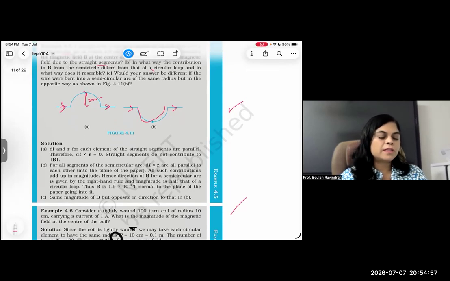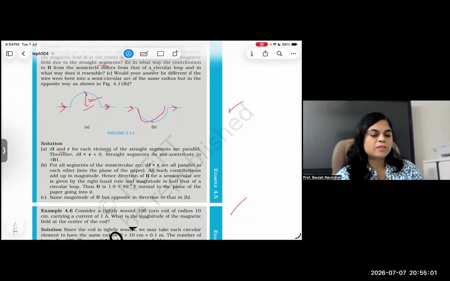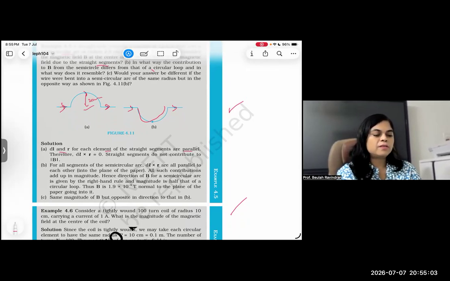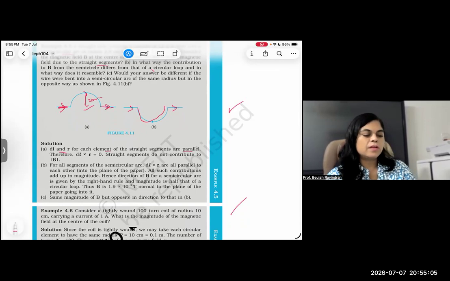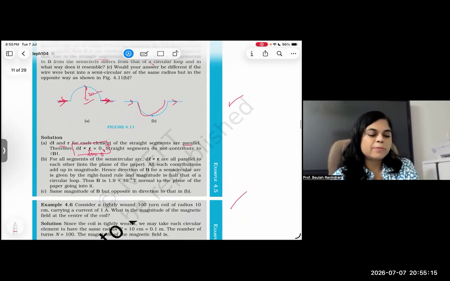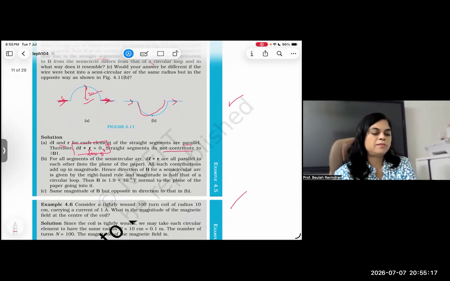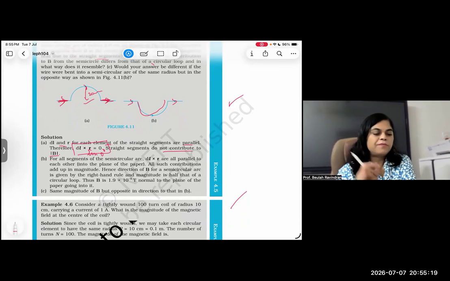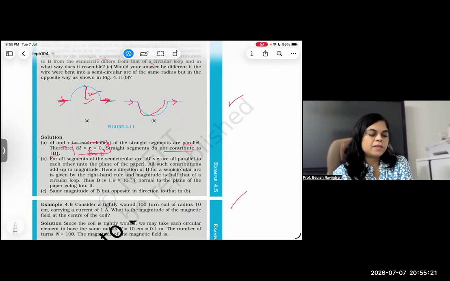For the first question, dL and r for each element of the straight segments are parallel, right? These straight segments are parallel, so sine 0, right? Parallel means it will be 0. The dL cross r product will be 0. So straight segments do not contribute to B. This is a very great fact you have to understand from this.